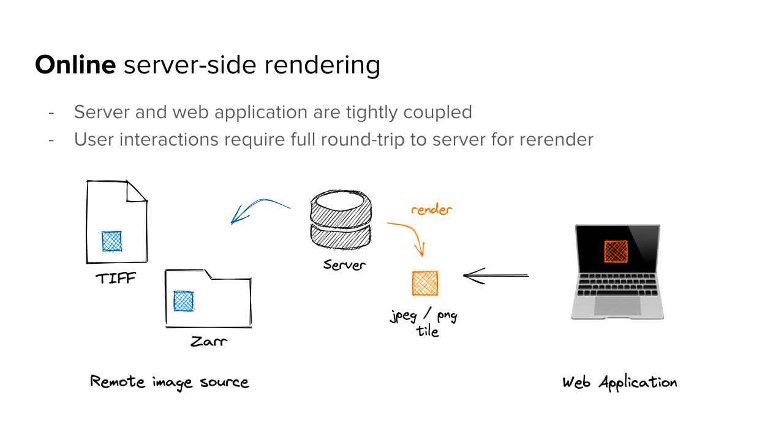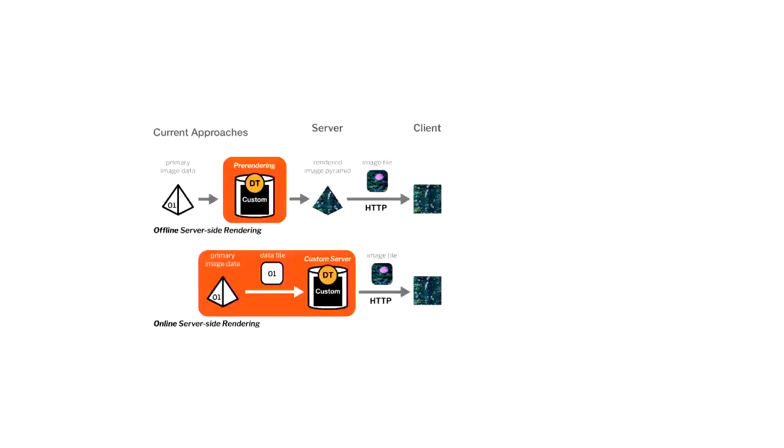And so there are long latencies involved in actually seeing the rendering cycle, because the rendering is happening elsewhere. As we surveyed these various approaches, again, offline server-side rendering shown on top and online server-side rendering shown on the bottom, we saw that they fit on this spectrum of where the primary image data is ultimately converted to an image tile. We denoted this as DT, as data transform. It's some sort of data transformation that takes your imaging data and then converts it to an image tile that is then ultimately sent to the web application.